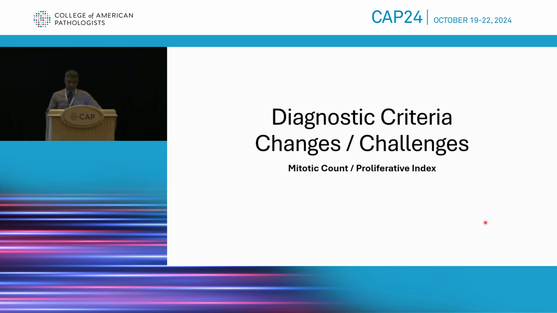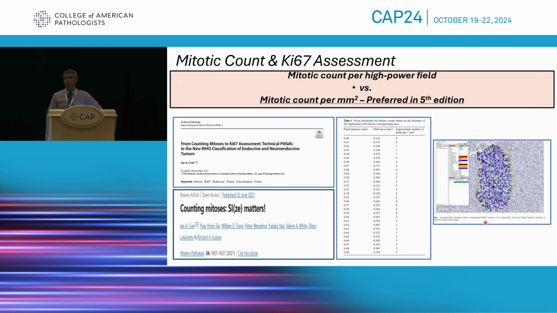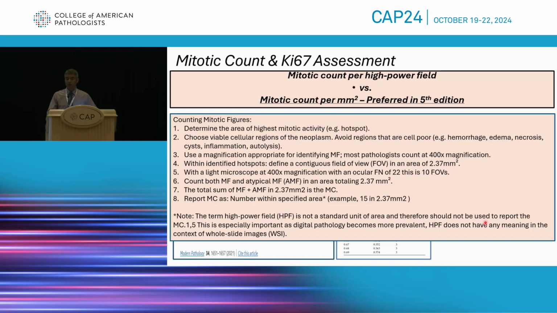Now, key things, what are the diagnostic challenges with these diagnoses? One of the things was the mitosis. We now have to report mitosis per square millimeter. It's a very simplified way because when you're interpreting that in the high power field, our microscopes vary, our objectives and what we are using. So it's all based, this is a beautiful article which is published in Endocrine Pathology. And the bottom line is that this is what I use.